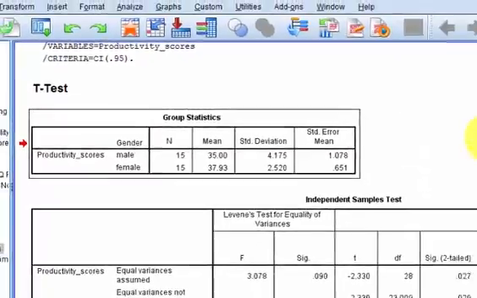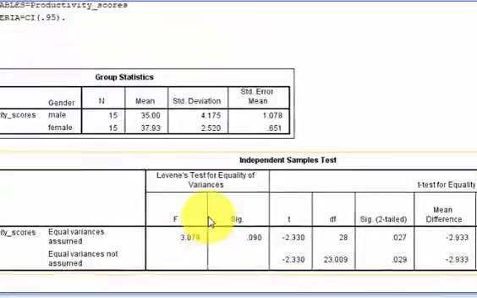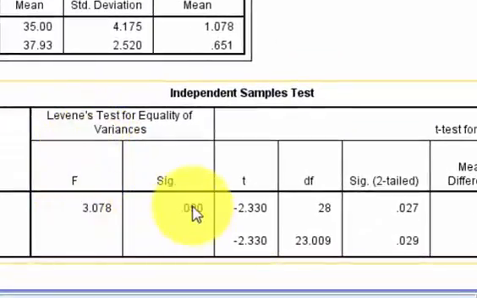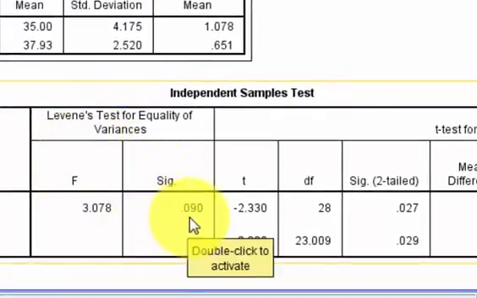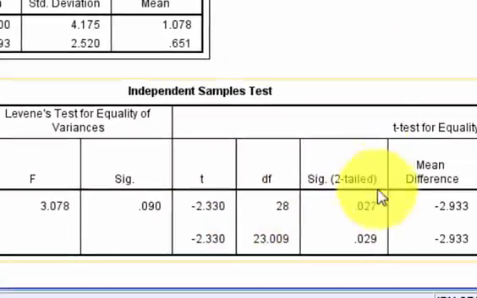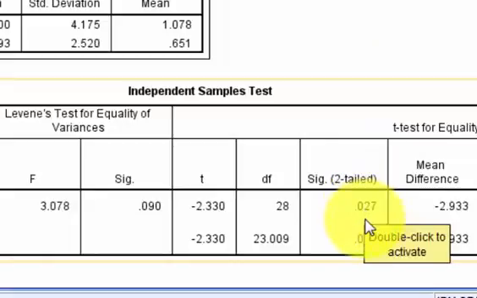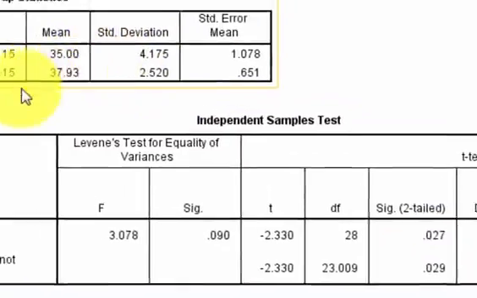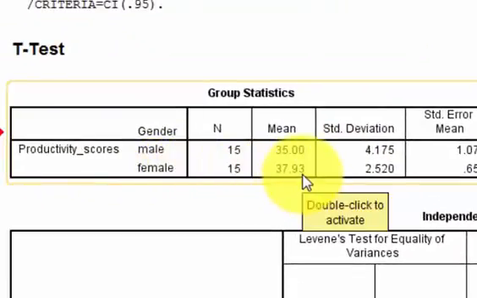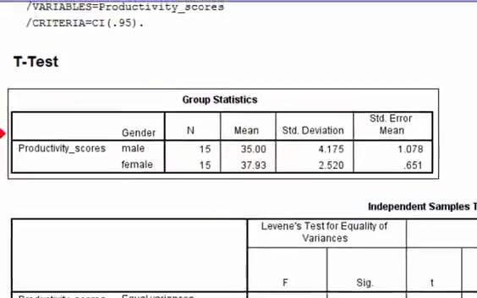But let's look at the test itself. And according to the first thing, we did not violate the assumption of homogeneity variance, right? The Levene's test did that for us. The t-test score was 2.33. Remember, we don't care if it's positive or negative. Without going into a lot of detail, we always take the absolute value of a t-score. And it was less than 0.05. So therefore, we have a significant difference between the productivity scores between the males and the females. It looks like the females were significantly more productive than the males.